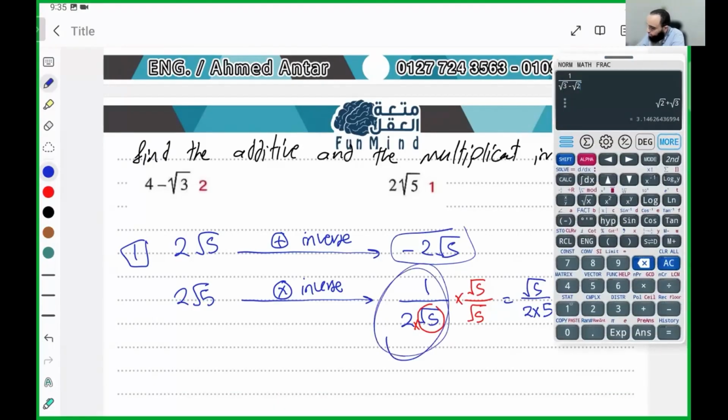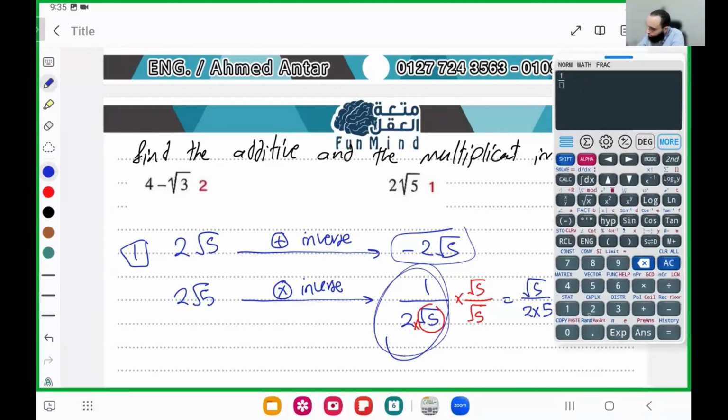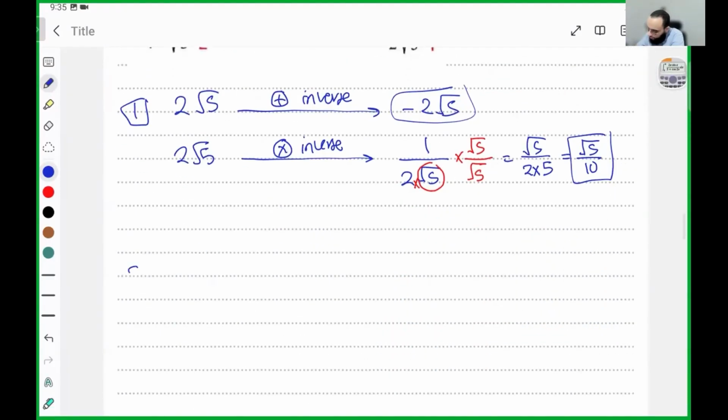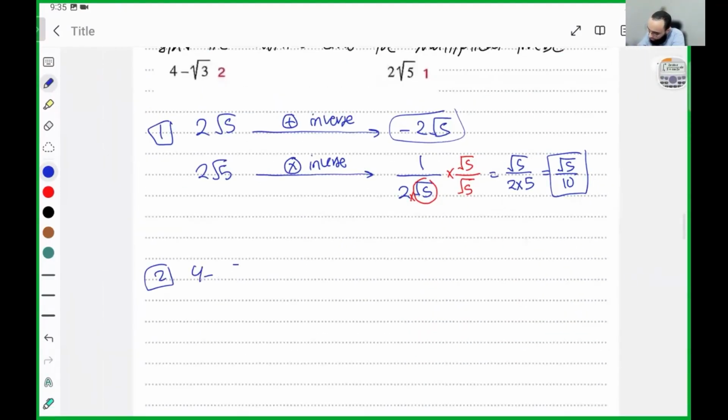Write this on the calculator. 1 over 2 root 5. Root 5 over 10. Correct? Correct. Solve the next also. It's 4 minus root 3. What's the multiplicative inverse? The additive inverse? The inverse, negative 4 positive.